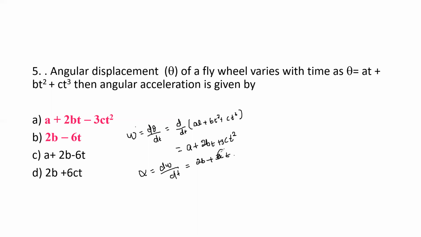So if you see the options, they have given it as a plus 2bt minus 3ct square. Second option 2b minus 6ct. Third option a plus 2b minus 6ct. Fourth option is 2b plus 6ct square. Here the correct option is option D. Option D is the right option. Next question.